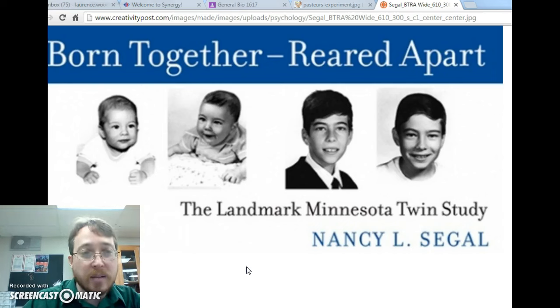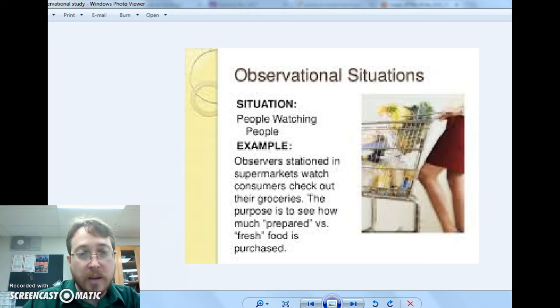The last type of experiment is an observational study. So in this example, observers are going to be at a supermarket, and every time someone checks out of the supermarket, they make a list of the groceries, and then they divide them up to say how much of the food is fresh and how much of the food is prepared food. And that way they can say, this percentage of people buy fresh food, or every time someone goes, 35% or whatever is fresh food that they buy.